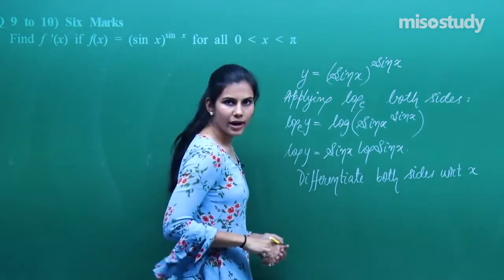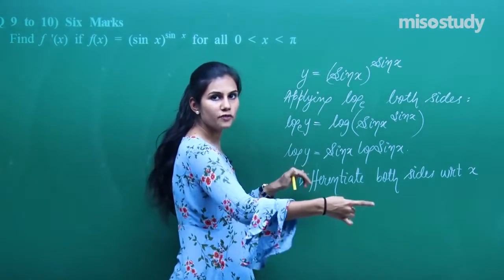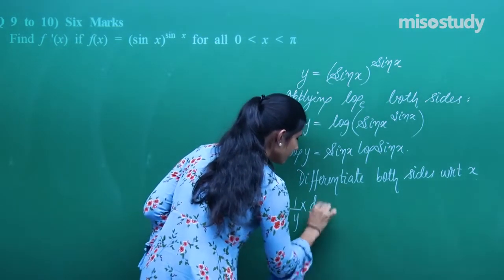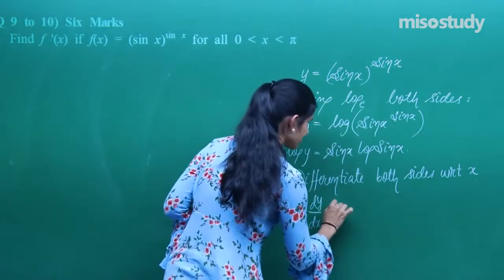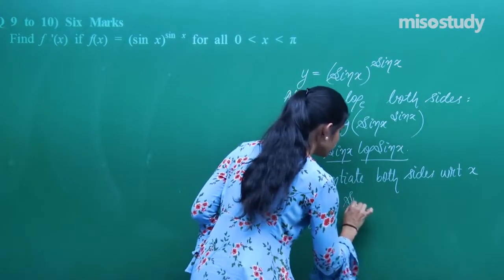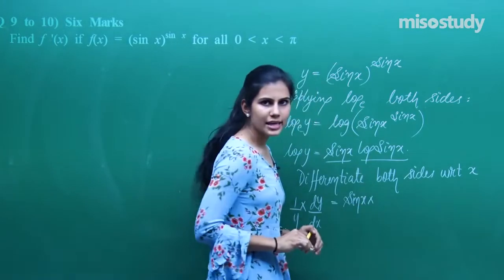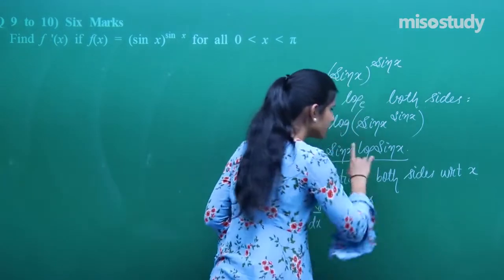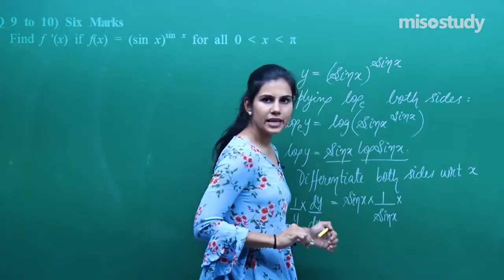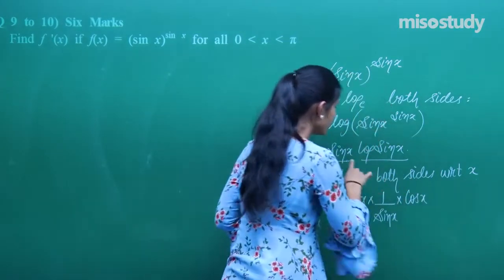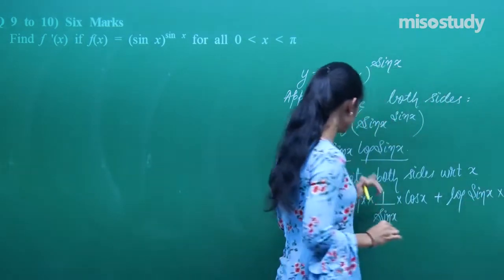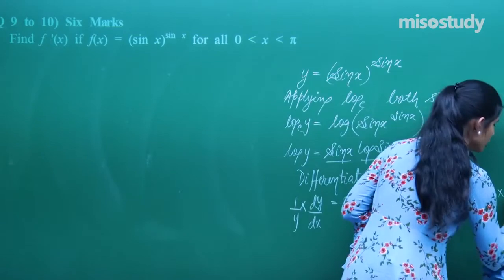1 upon y, d by dx of log y. Log y is a function of y, and y is a function of x. So first differentiate log y with respect to y multiplied by differentiation of y with respect to x. Chain rule. Here it is a product of two functions, d by dx of sin x into log sin x. First function into d by dx of log sin x. Log sin x is a function of sin x. So differentiate log sin x with respect to sin x multiplied by d by dx of sin x with respect to x, which is cos x. So first function into differentiation of second plus second function into differentiation of the first. D by dx of sin x is cos x.